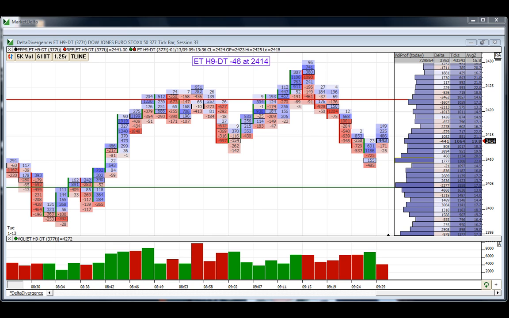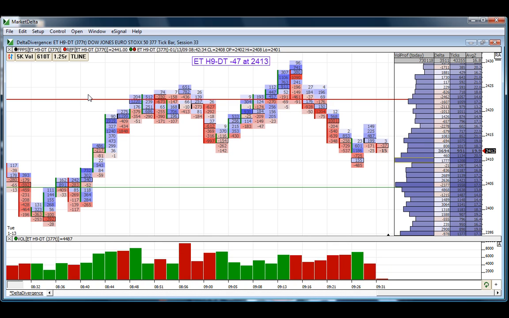To view the Delta footprint, select from the Chart Style button FPDE, which would be Footprint Delta. This will change the display to the Delta footprint. If your chart does not have the Chart Style button shown here, visit our knowledge base and search specifically for Chart Style button, those three words, and it'll show you how to add a button and have these various options available.